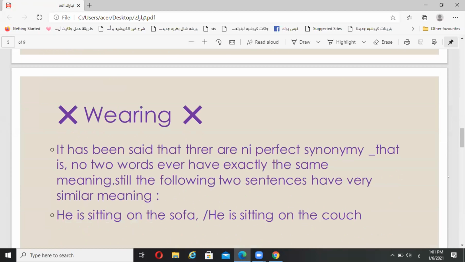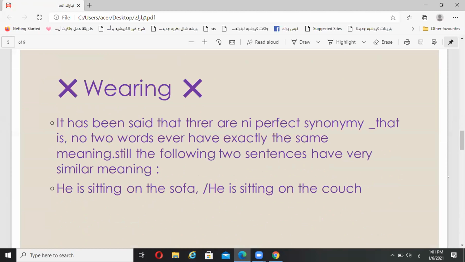Here we have a warning. It has been said that there is no perfect synonym. That is, no two words have exactly the same meaning. So when we say couch and sofa, sofa and couch are synonyms. But we don't have two words that have 100% exactly the same meaning. We call them near synonyms.